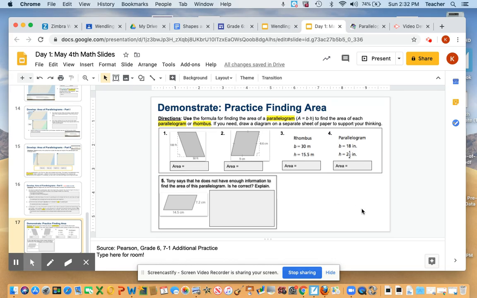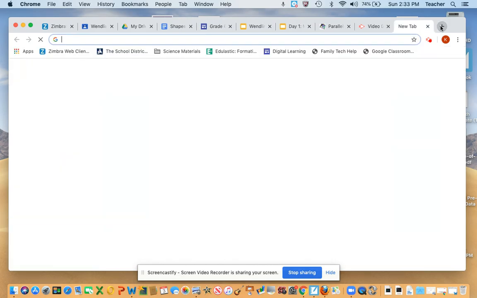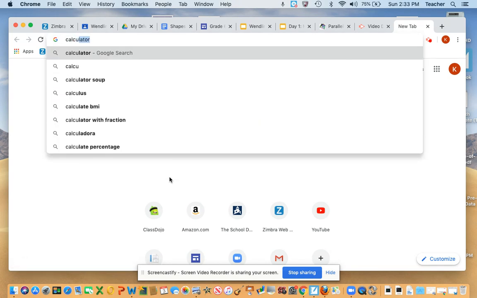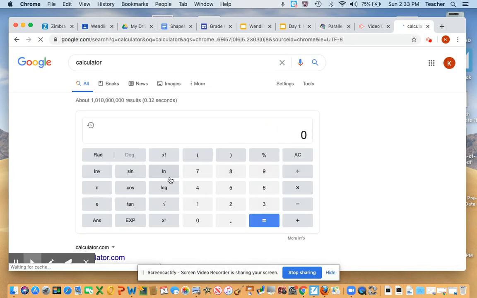One more thing I want to show you before I leave this video is that you can type into Google for a calculator if you don't have one at home. It'll pop up right here. You can type in those numbers to multiply, and you can use that easily for your problems.